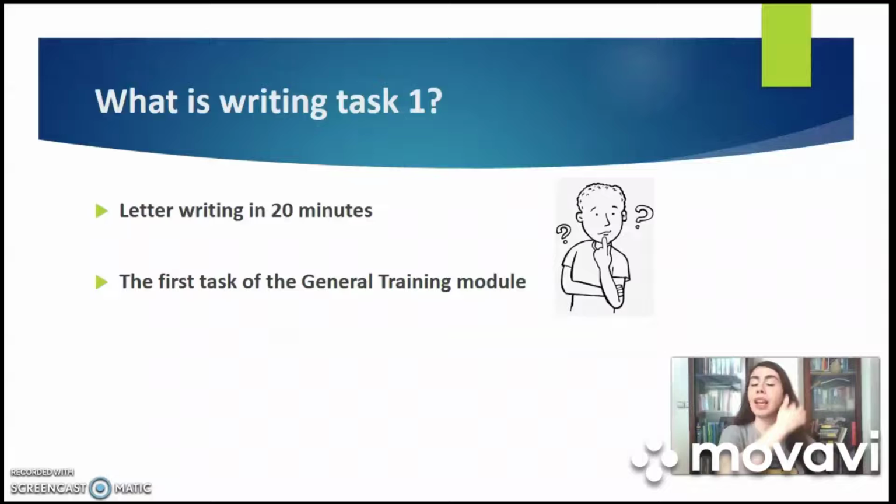Now let's go. At first, I should tell you something general about Writing Task 1 of IELTS General Training. For Task 1, you need to spend 20 minutes to write a letter. You have a maximum of 20 minutes, and after 20 minutes you cannot continue writing. So keep it in mind and try to manage your time in order to finish your letter in a maximum of 20 minutes.